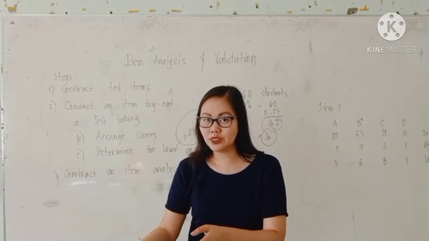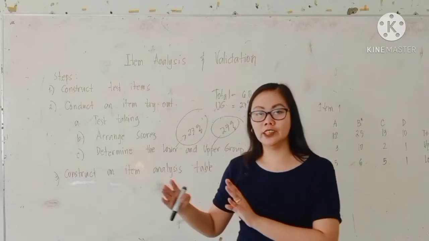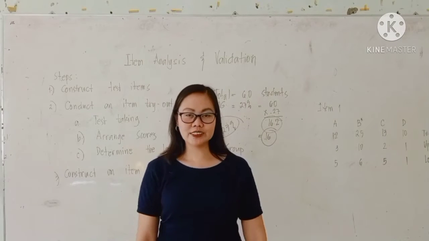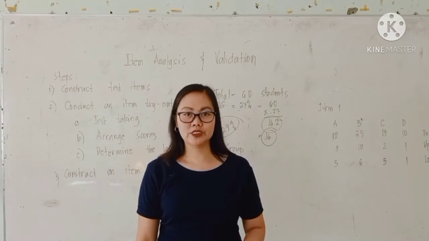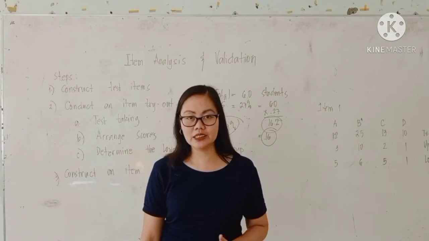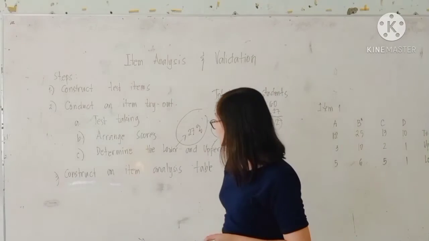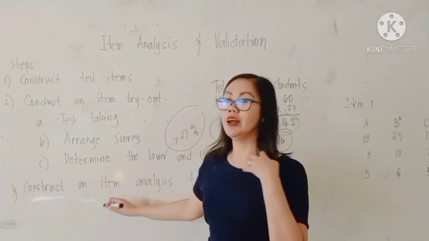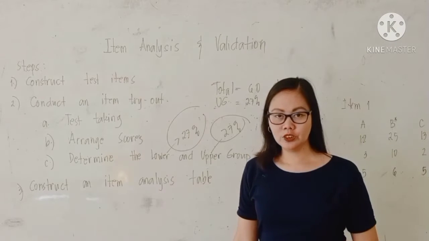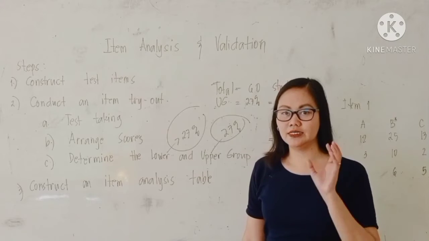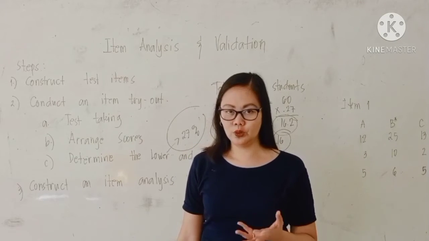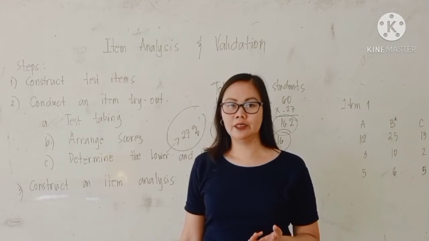So you now have 3 groups, the upper, the average, and then the lower. What are we going to do with the average? Stay mo lang sila doon kasi kasama sila sa total scores. Okay? So now, after that, the next step is you are now going to construct an item analysis table. I will repeat. You are now going to construct an item analysis table. What does an item analysis table looks like? Okay? Tignan natin. Okay.